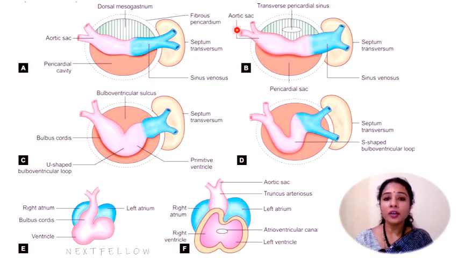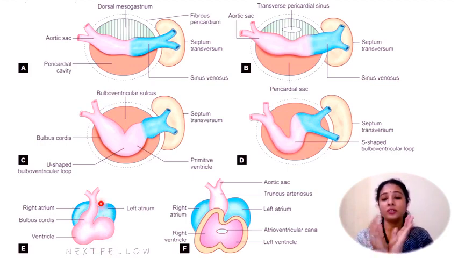The cardiac looping, if we see, is the rightward bending and rotation of the primary heart tube that occurs over several developmental stages, which all together bring the venous and arterial poles into contact. So this is the venous and arterial poles. You can see the venous and arterial poles come closer to each other. The venous one is the blue one and the arterial one is the pink one in this image.